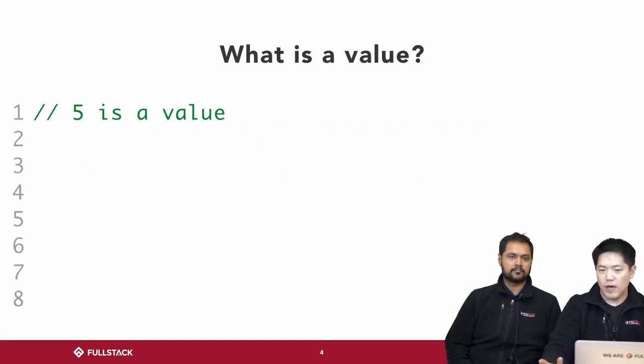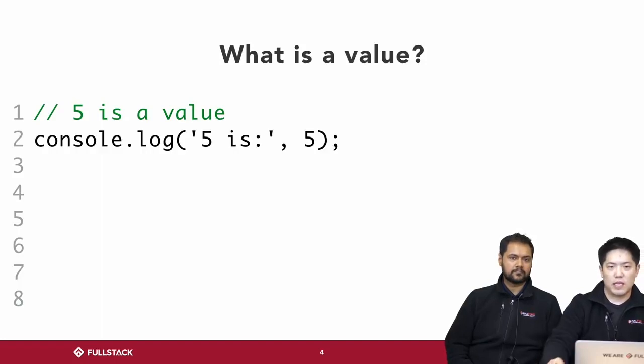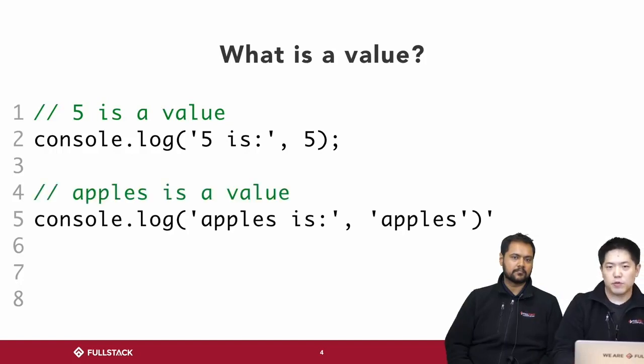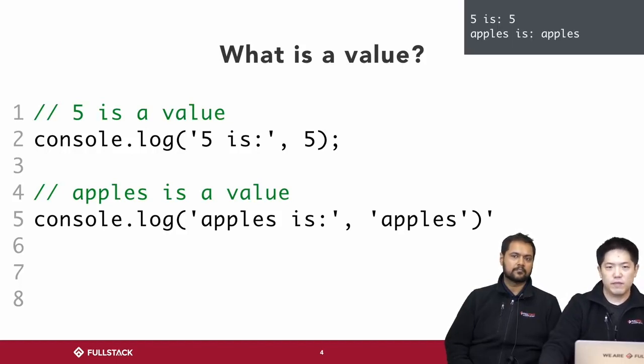So what do we mean when we say 5 is a value? Well, for example, if I console log "5 is:", comma, 5, and if I console log "apples is:", comma, apples, what I expect is something like this: 5 is 5, and apples is apples, right? So these are things that JavaScript understands and is able to output and show to the user.